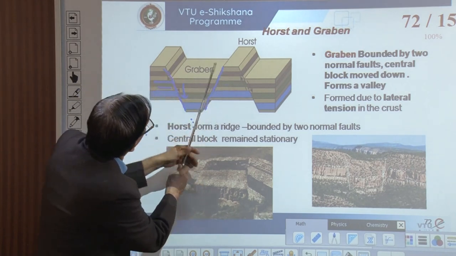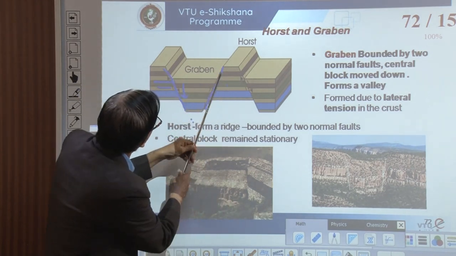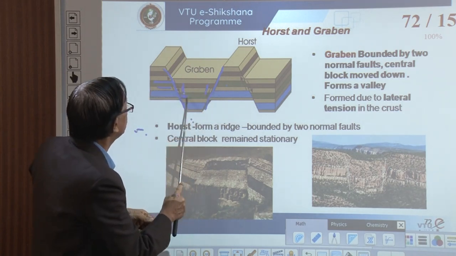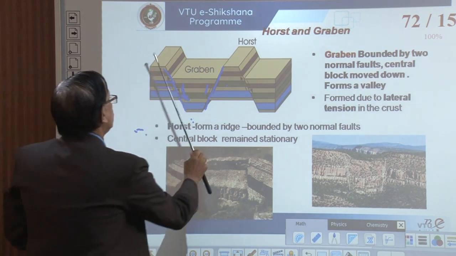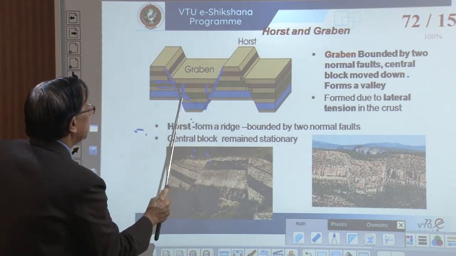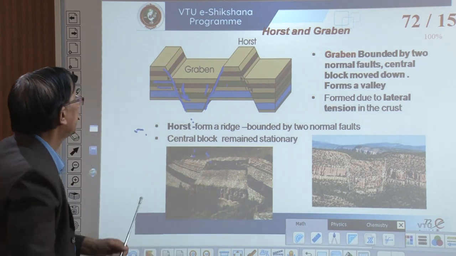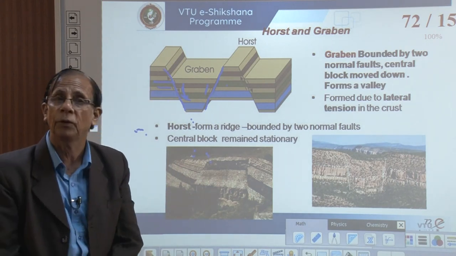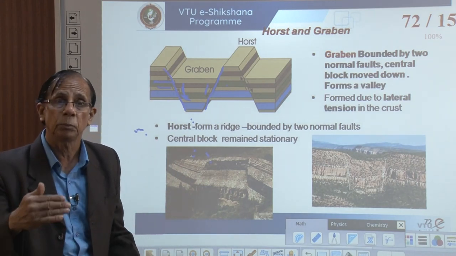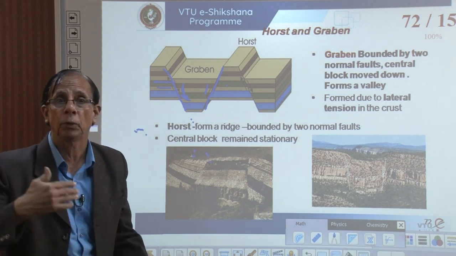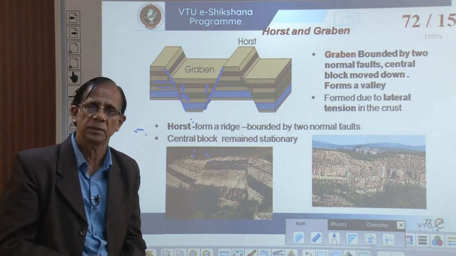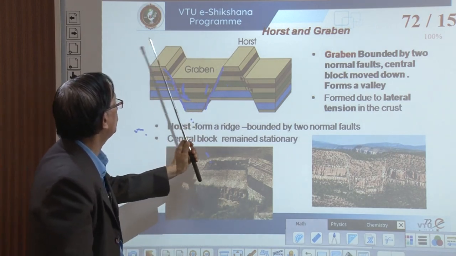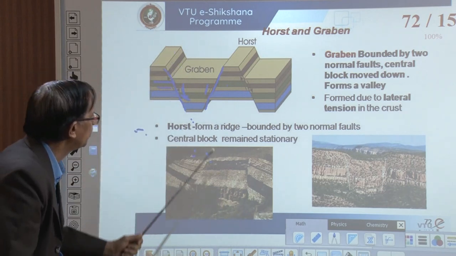This is the foot wall below. This is the fault plane. This is the hanging wall. Here also the hanging wall moved down, and here also the hanging wall moved down. It means this is one normal fault, and this is another normal fault. The central block moved downward, and that kind of structure is called a graben. These are important structures: rivers may flow, and some important coal deposits we find in this kind of structure. A graben is nothing but two normal faults bounding a central block that moved downward.